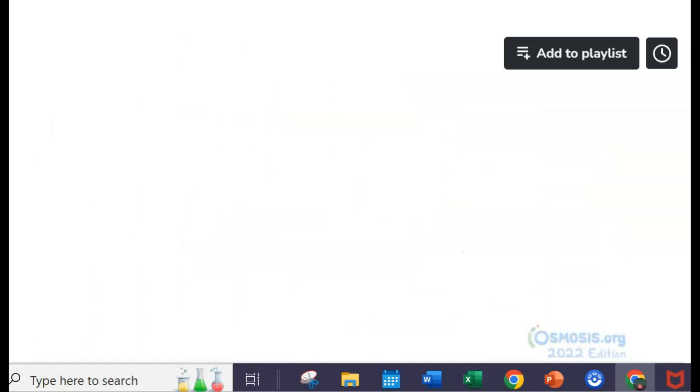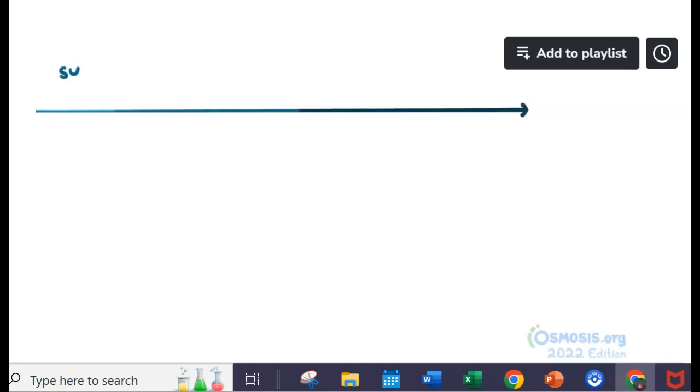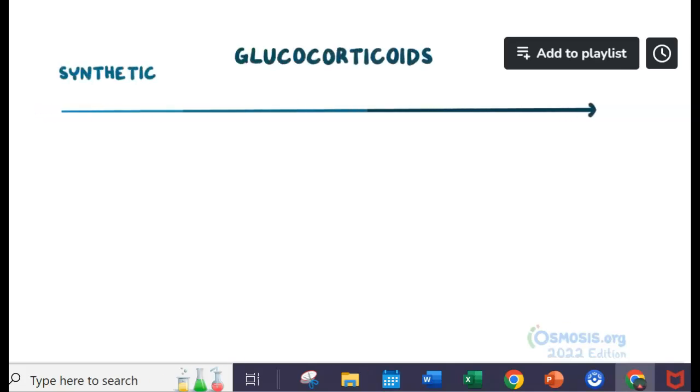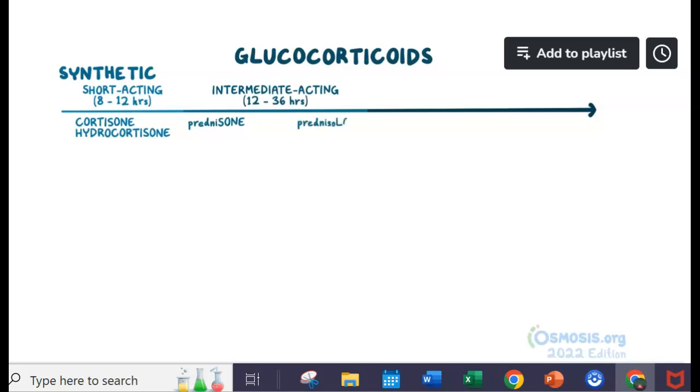Alright, as a quick recap. Based on the duration of action, synthetic glucocorticoids are subdivided into 3 groups. Short-acting glucocorticoids, 8 to 12 hours, which include cortisone and hydrocortisone. Intermediate-acting glucocorticoids, 12 to 36 hours, which include prednisone, prednisolone, methylprednisolone, and triamcinolone. And long-acting glucocorticoids, 36 to 72 hours, such as betamethasone and dexamethasone.